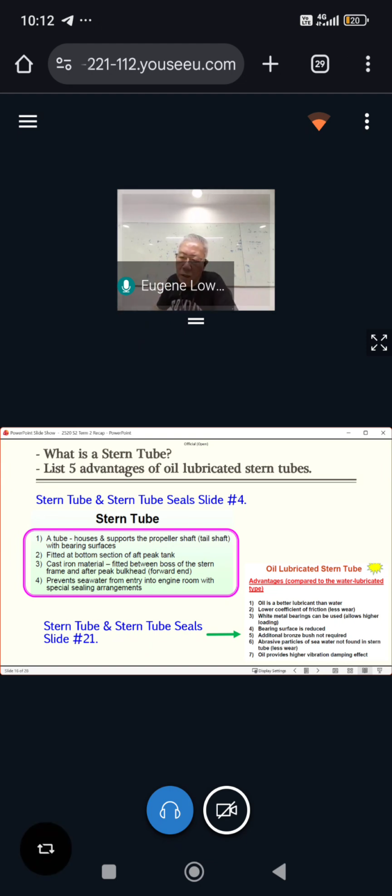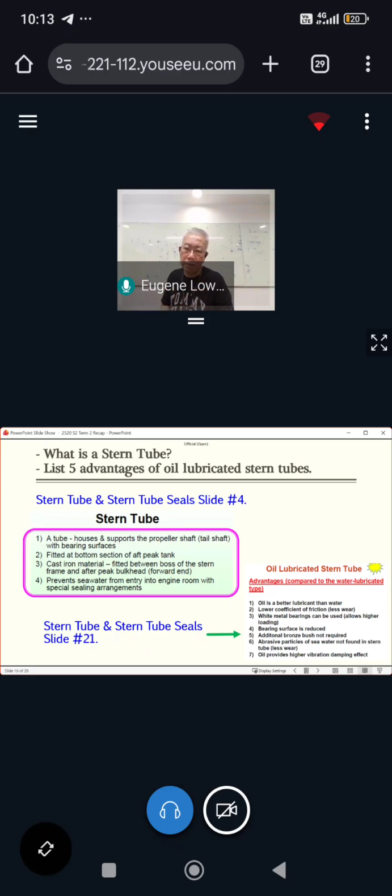Okay, and abrasive particles of seawater are not found in the stern tube in the case of oil lubricated. So in a water lubricated stern tube, inside seawater, a lot of the particles are sometimes not visible to the eye. You can't see it, but it's there. And all these small little particles in the seawater come from where? All kinds of things. Dead animals, bones disintegrating, corals, a lot of small hard particles come from corals, come from anywhere. Could be garbage, could be any rubbish, whatever.